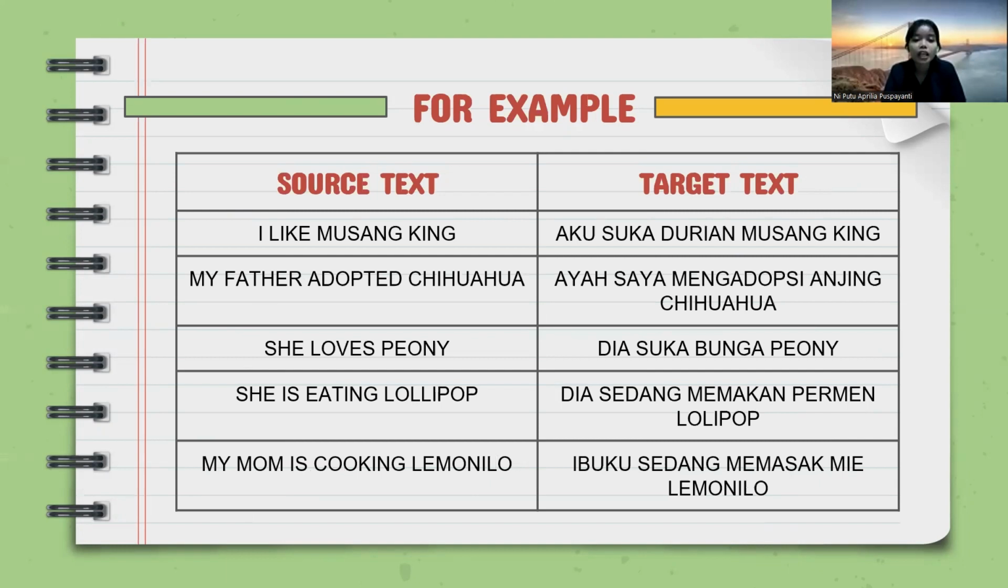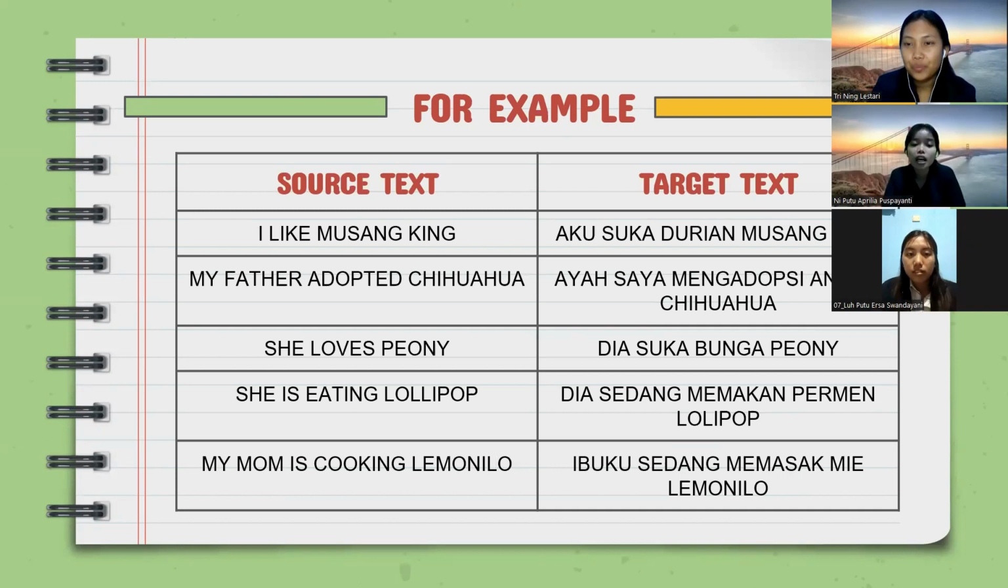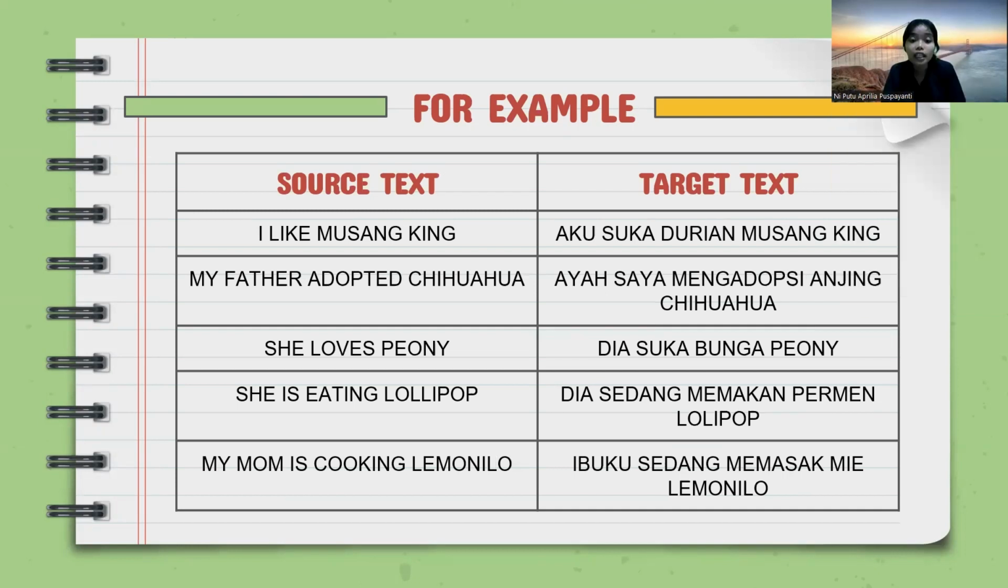Okay, this is the example of contextual condition. Number 1 is I like musangking, and the target text is aku suka durian musangking. Number 2 is my father adopted Chihuahua, and the target text is ayah saya mengadopsi anjing Chihuahua.